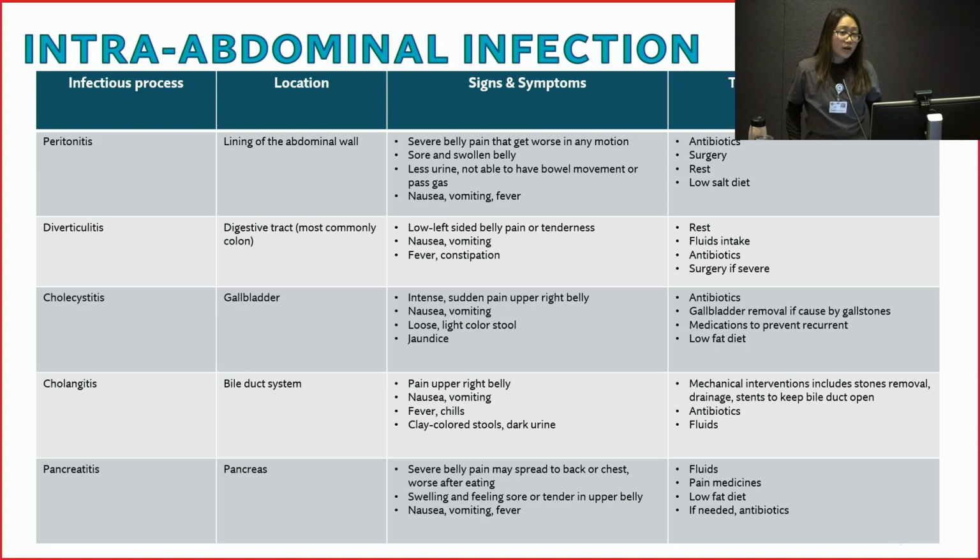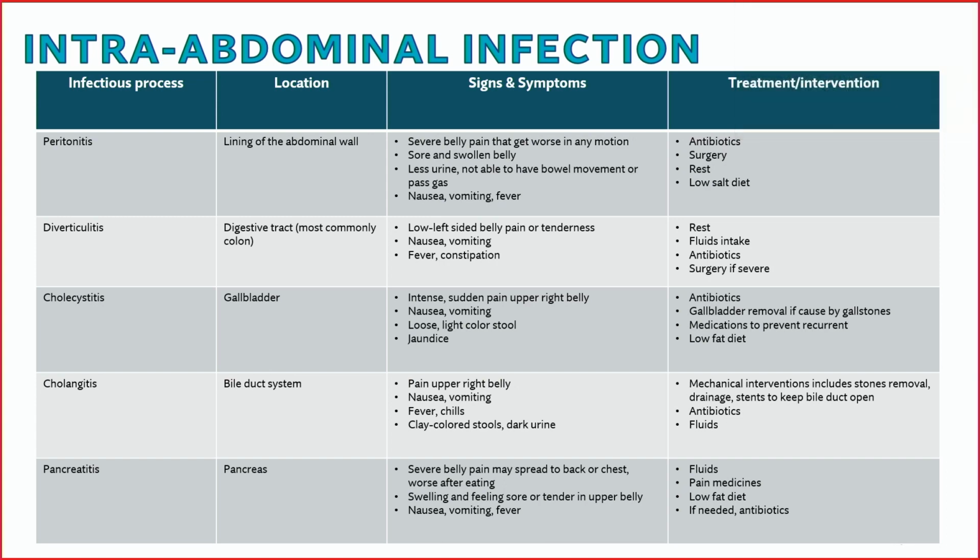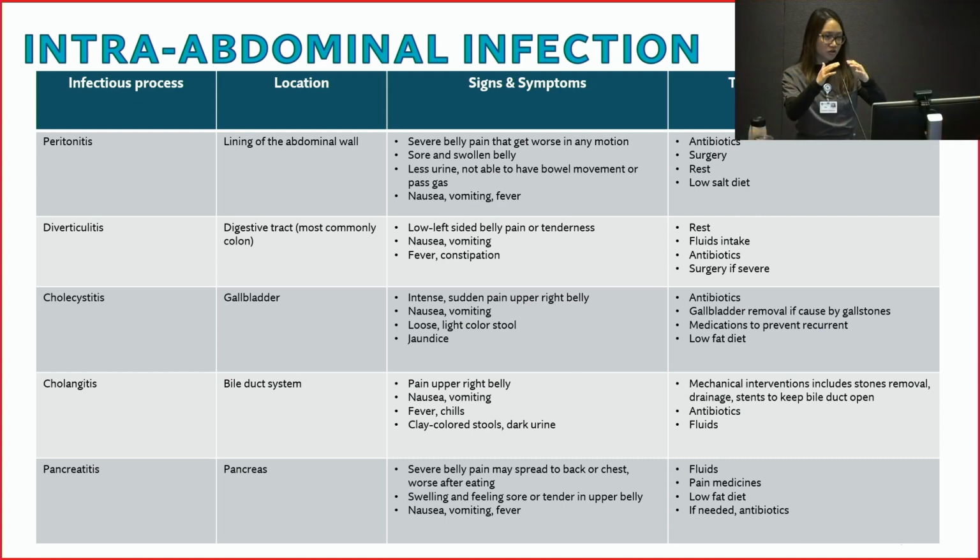So the next one is intra-abdominal infection. This table seems really busy. So basically, intra-abdominal infection is like a big umbrella where underneath of it are the numbers of infectious processes that could happen throughout your abdominal or your belly. So the table here includes the list of common intra-abdominal infections, where it points out the location or the type of organ that could be infected.